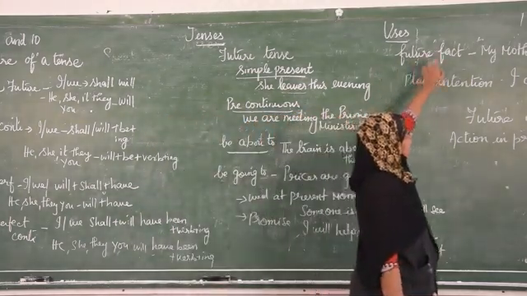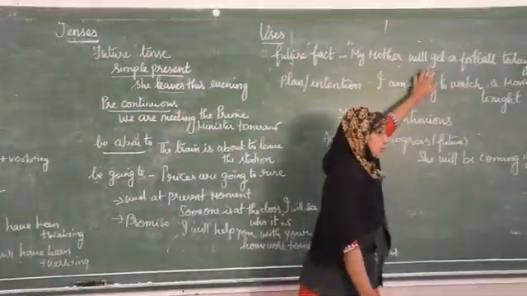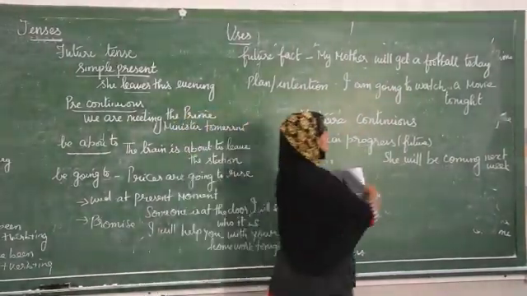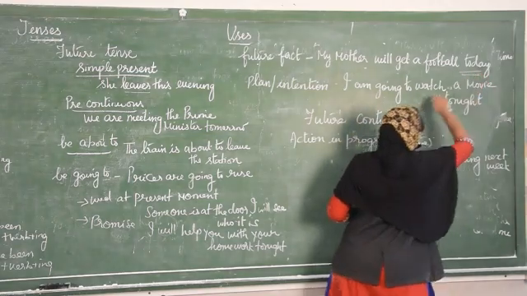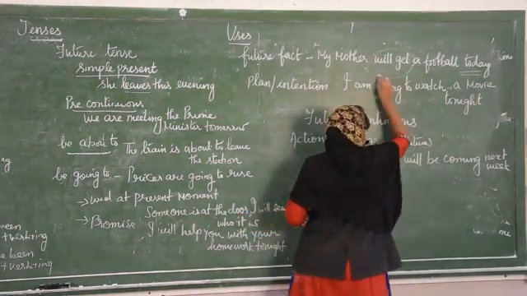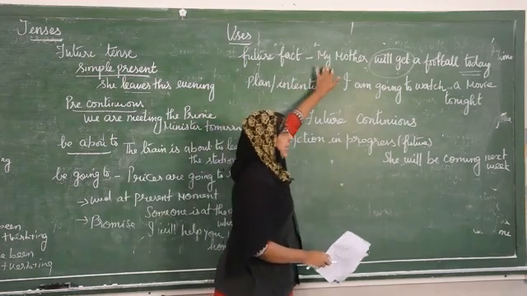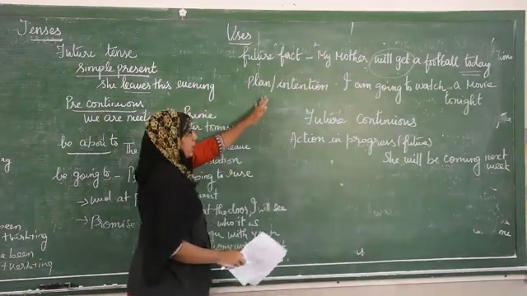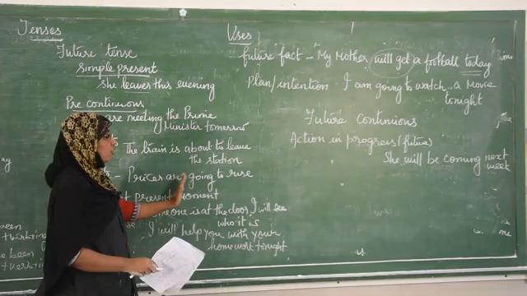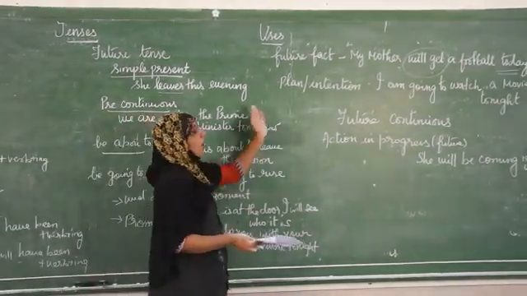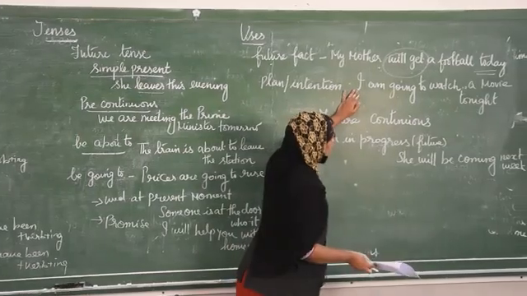Future fact: my mother will get a football today. Today means we don't have an exact time. Today is in the present, but what we are using here is will get. That means she is going to get it. Then plan or intention, as I told you, prices are going to rise. That means you have already decided, it's planned.